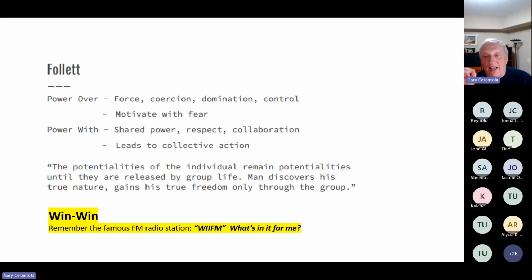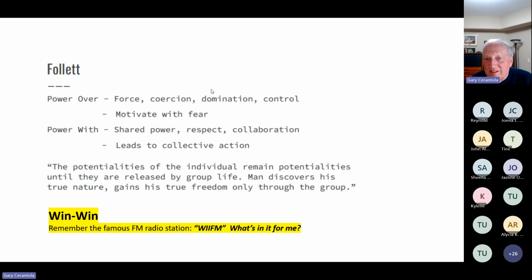So the potentialities of the individual remain potentialities until they are released by group life. So you can see what the quote is: the man discovers true nature, gains his true freedom only through the group. So you allow those people to reach that self-actualization that Maslow talks about, to be able to do the best that they can do, and they do it for much better reasons.